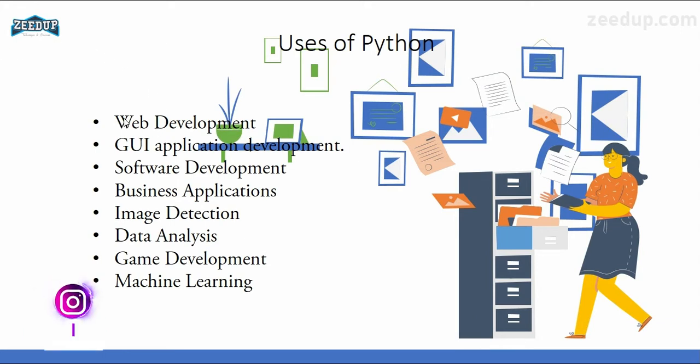First one is web development. If we talk about web development, Python can be used to develop web applications that are dynamic in nature. So what do we mean by dynamic web applications? Well, the web applications that can change their content according to the user need or according to the user itself are known as dynamic web applications.